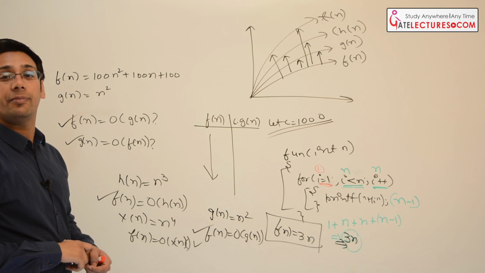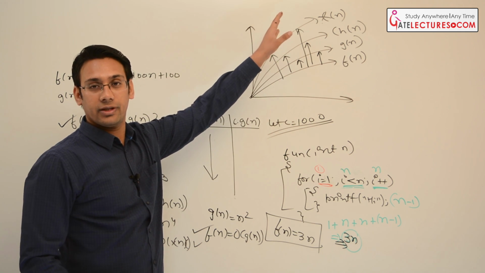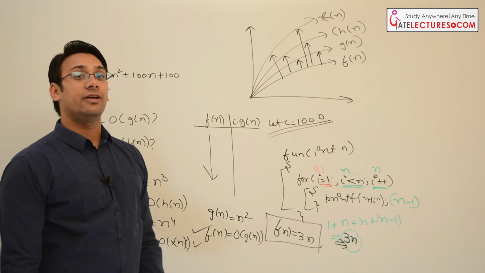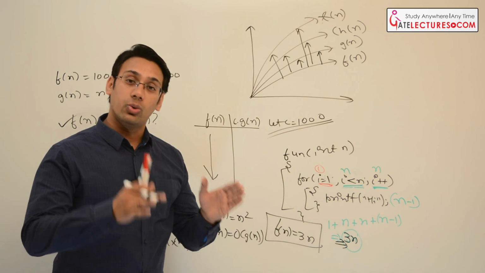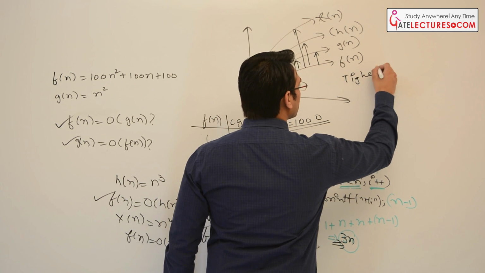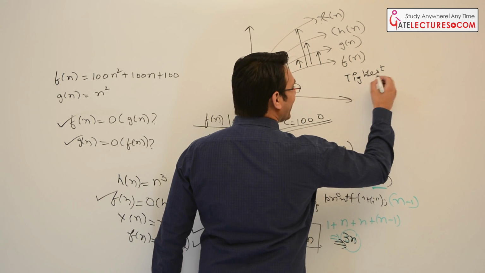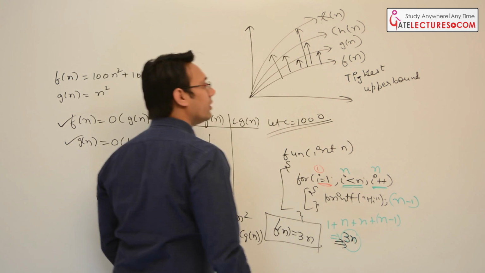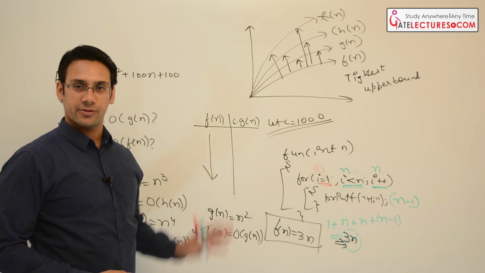That means there is more than one upper bound existing. Yes, there can be an infinite number of upper bounds. But out of all these upper bounds, we are not interested in them. We are not at all interested in all these upper bounds. We are only interested in something called the tightest upper bound. So we are only interested in knowing what is the tightest upper bound among all the upper bounds.